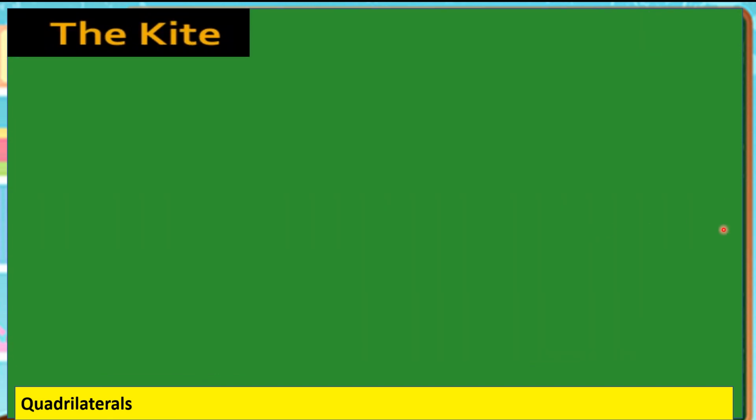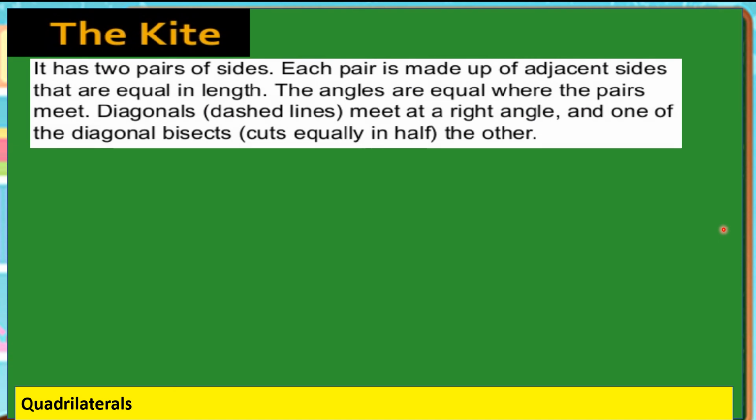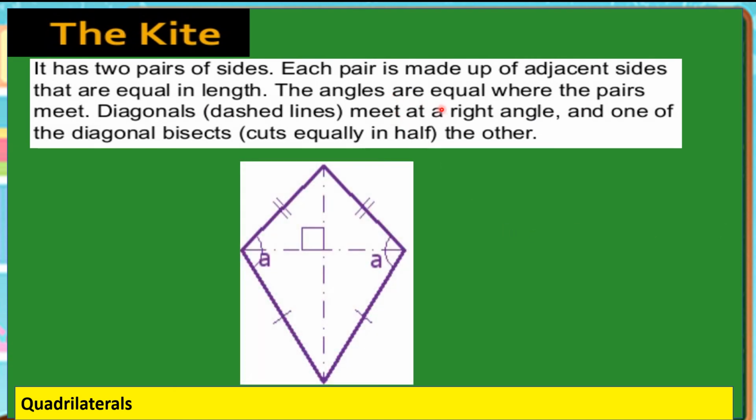The kite. It has two pairs of sides, and each pair is made up of adjacent sides that are equal in length. So these are the two pairs, and each pair is adjacent, and therefore congruent. So this length is congruent to this length, and this side is congruent to this side. And the angles are equal where the pairs meet. So this angle is congruent to its opposite angle.